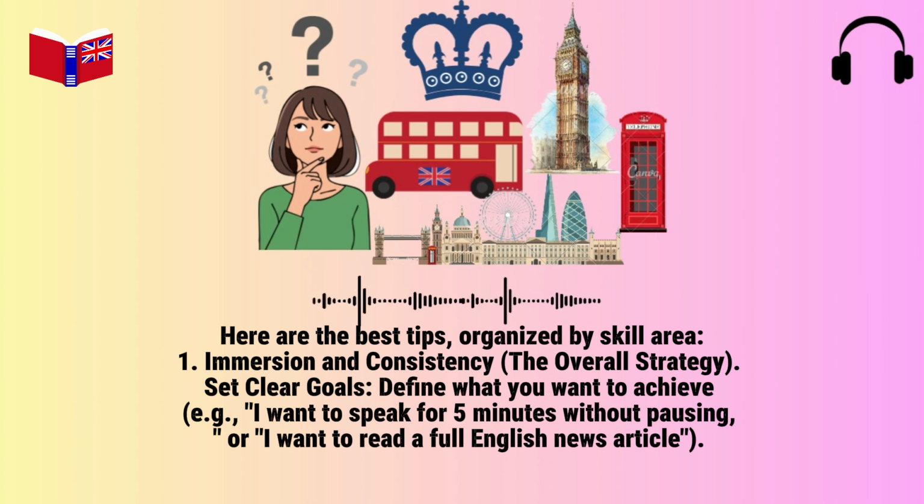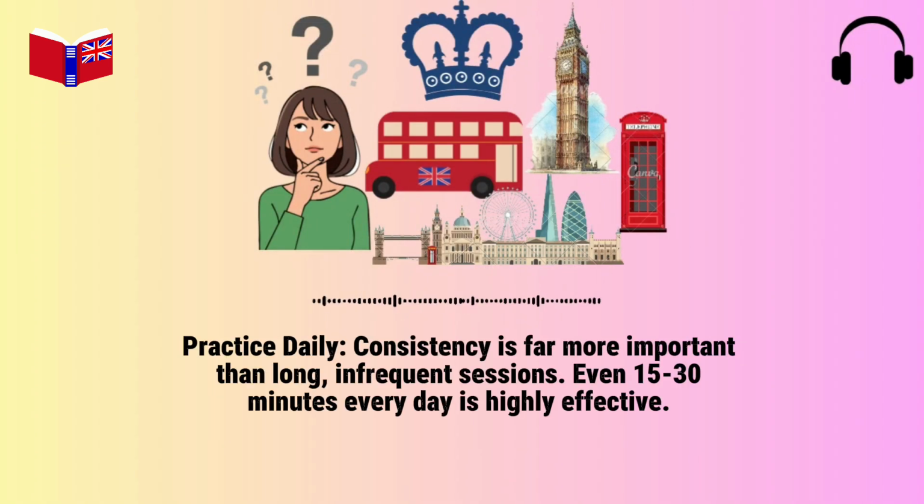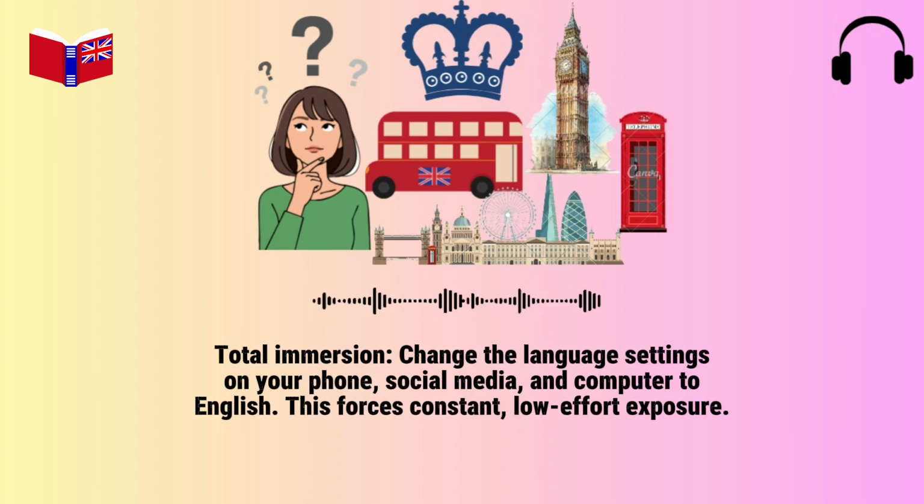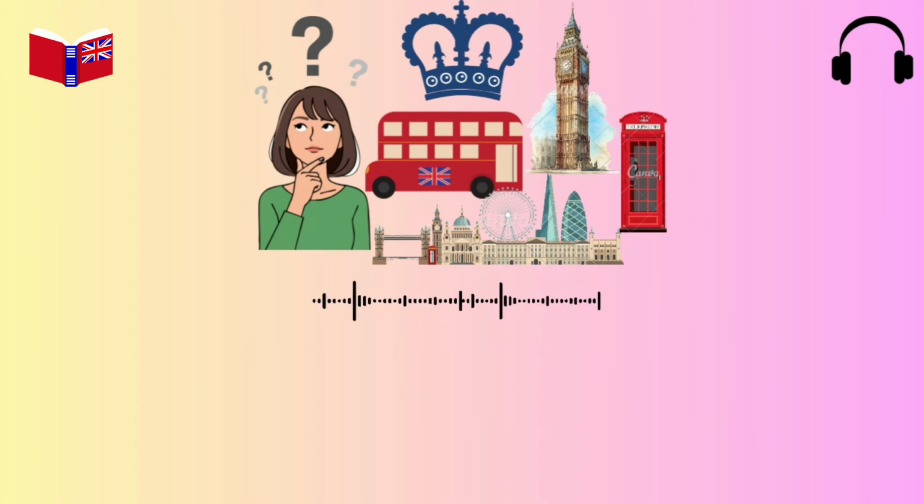For example, I want to speak for 5 minutes without pausing, or I want to read a full English news article. Practice daily. Consistency is far more important than long, infrequent sessions. Even 15 to 30 minutes every day is highly effective. Total immersion. Change the language settings on your phone, social media, and computer to English. This forces constant, low-effort exposure.